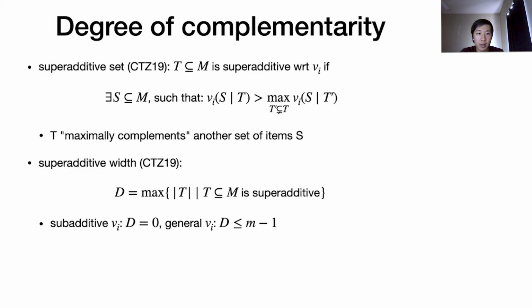So in other words, T maximally complements another set of items S. Given this definition, the superadditive width of a valuation function is just the maximum size of a superadditive set. So this width somehow measures how items complement each other. For example, if Vi is subadditive, then the superadditive width D is precisely 0. And we know that for general Vi, the superadditive width D is always upper bounded by m minus 1.